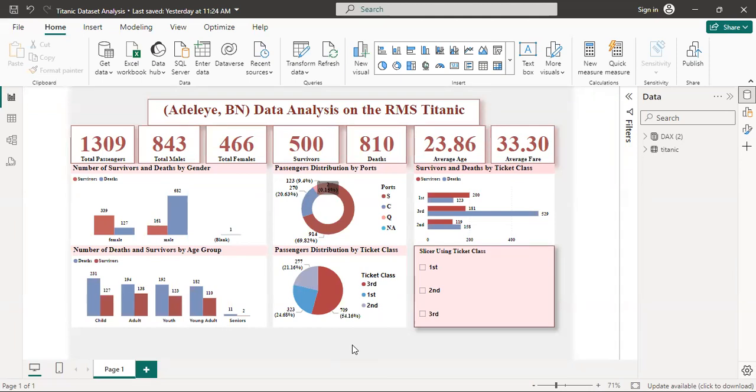I am currently undertaking data analysis training at Quantum Analytics. In this video, I'm going to make a presentation on the RMS Titanic using Power BI. Before I proceed to explain the interactive dashboard you are seeing on your screen, I want to first of all show you the underlying data set.